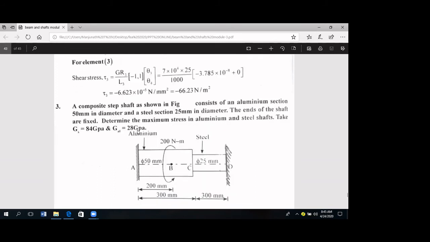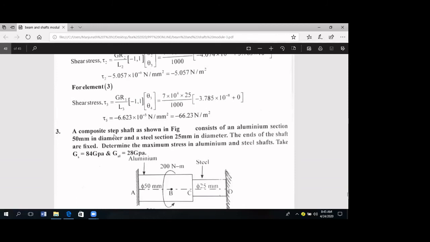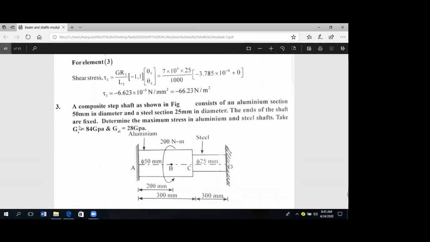Then consider one more problem, which is a stepped bar shaft. A composite stepped shaft as shown in the figure consists of an aluminum section of diameter 50 mm and a steel section of diameter 25 mm. The ends of the shaft are fixed. Determine the maximum stress in the aluminum and steel shaft. So we need to calculate stress for this.